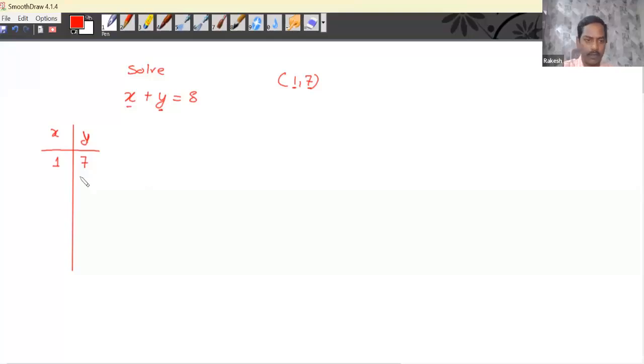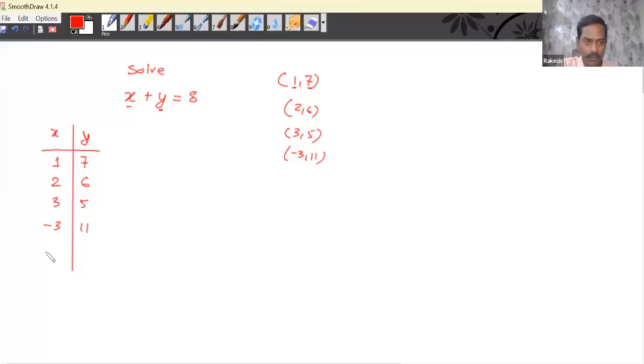I can have many more. For example, I can have (2, 6). So 2 and 6 will be another solution, right? Then (3, 5) will be another solution, correct? Here I am taking only positive values. I can take negative values also. For example, I can take the value of x to be minus 3. In this case, the value of y has to be 11 so that their sum will become 8. So (minus 3, 11) is also a solution, right?